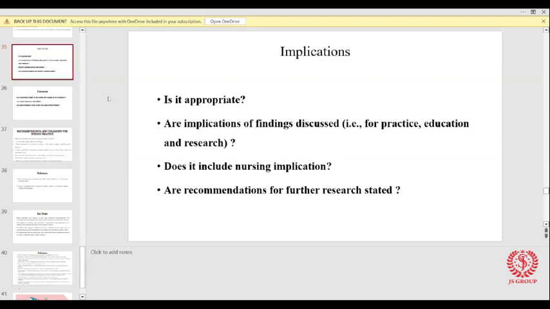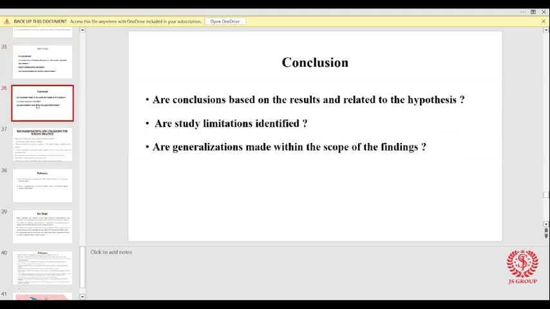Next, does it include a nursing implication? Whether the researcher included nursing implications or not. If it is included, what implications did he put under all four headings? And whether a recommendation for further research is stated or not. Recommendation means the researcher recommends further research, so whether he recommended any further research or not. Next slide, under the recommendations.